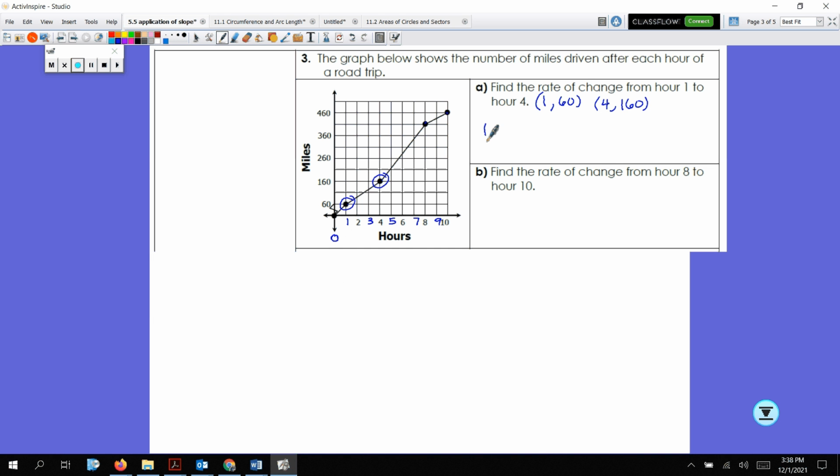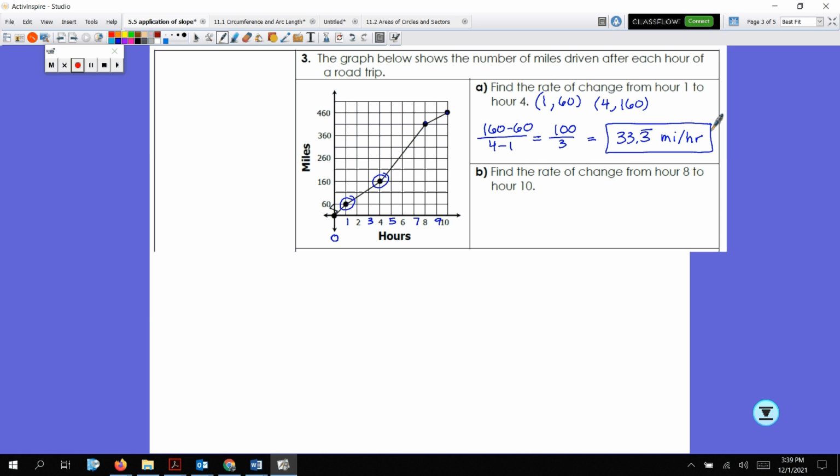Plug that into our slope formula, 160 minus 60 over 4 minus 1. This is 100 over 3. And again, we are talking about real world problems, so we're going to go ahead and divide 100 divided by 3. That is 33.3 repeating miles per hour. That is the answer. Okay, that's how the answer should look.